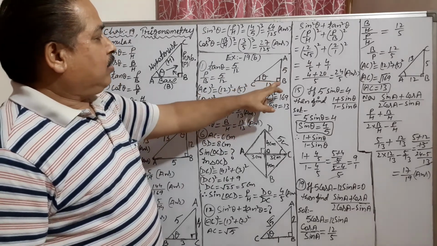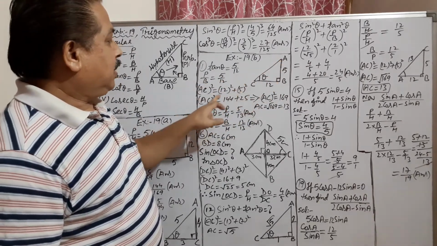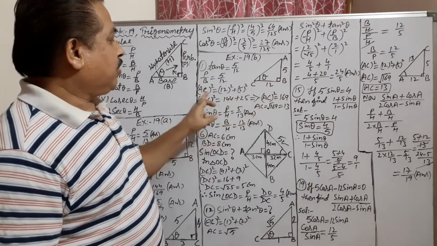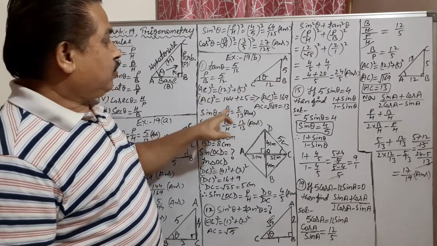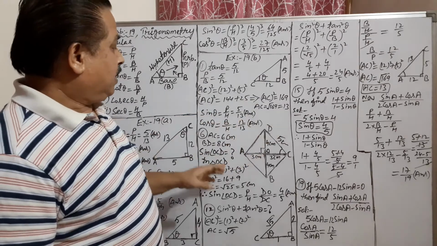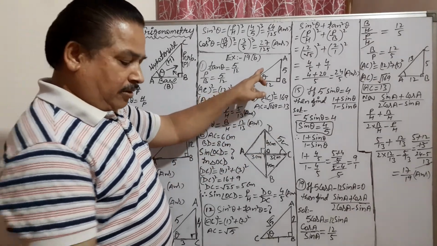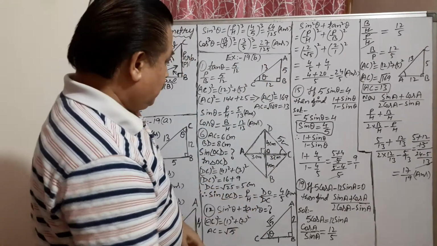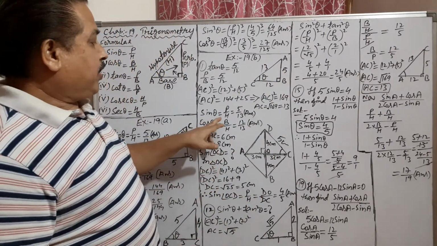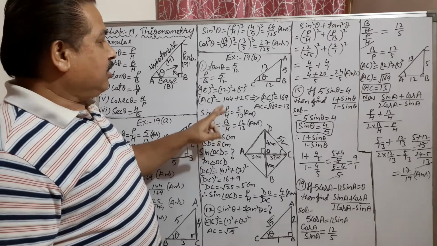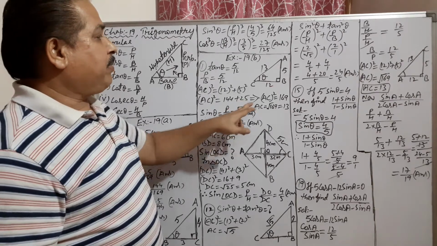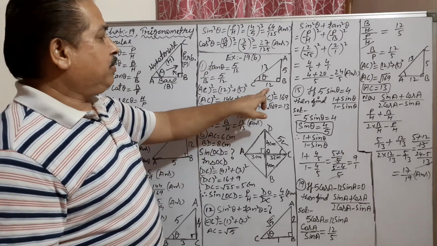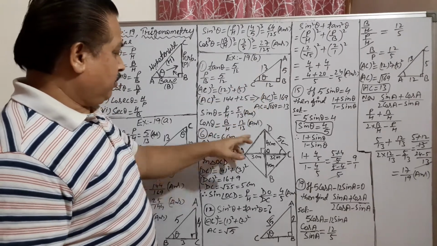Now by using Pythagoras theorem, AC square equals 5 square plus 12 square. So AC will come out 13. Now we know this side is 13. Now get the value of sine. They are asking sine value. Sine is P by H, perpendicular upon hypotenuse, 5 upon 13 answer. Cos is B upon H, base upon hypotenuse, answer.